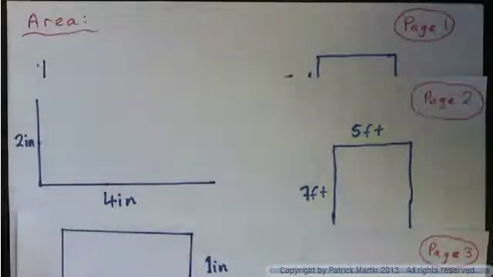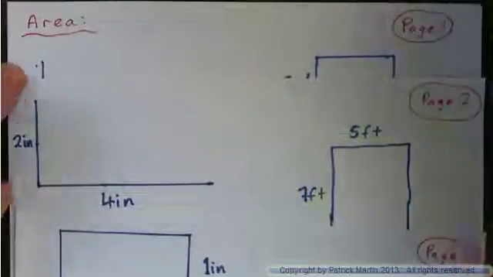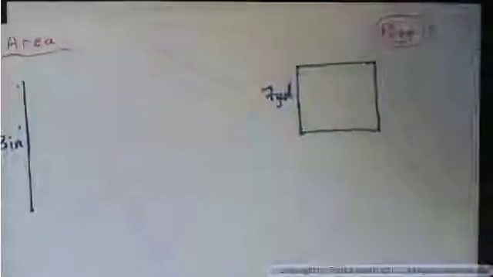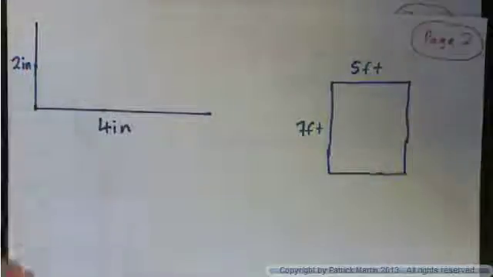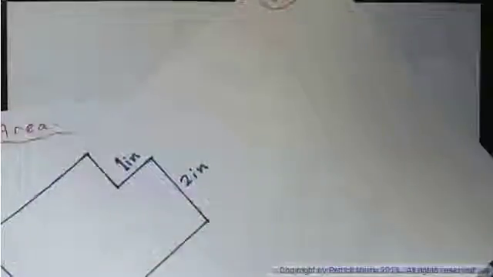In this video we're going to look at area. We'll do page 1, page 2 and page 3. On page 1 we'll do a couple of squares, page 2 we'll do 2 rectangles, and page 3 we'll do this shape here. Get the area of each shape.